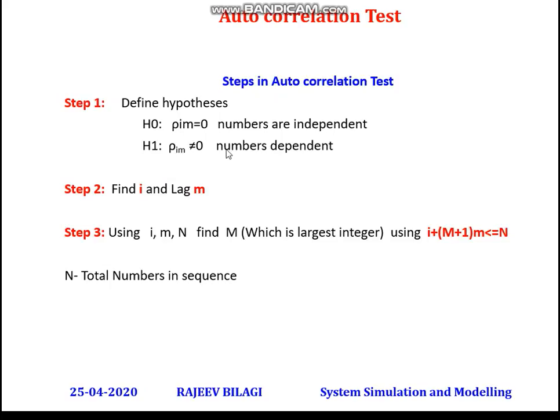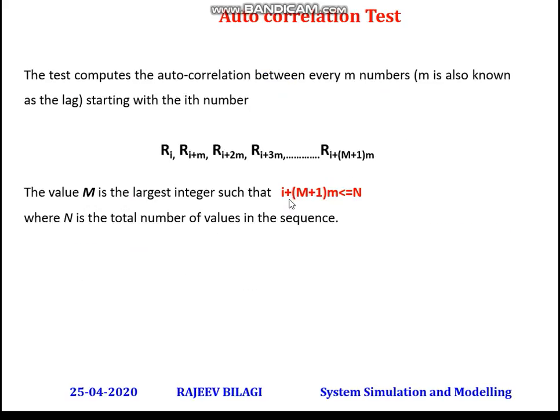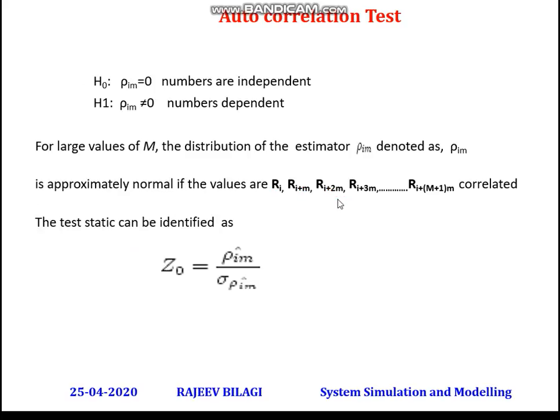So 5, 10, 15, the difference that will become lag, that is m. If it is like third, seventh, 10th, 30th like this, the value of I becomes 3, value of M becomes 4. That is step number 2. In step number 3, you find out the value of capital M using the formula I plus M plus 1 bracket complete M is less than or equal to N.